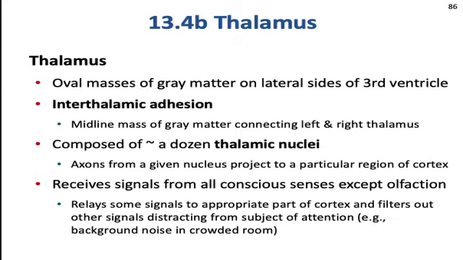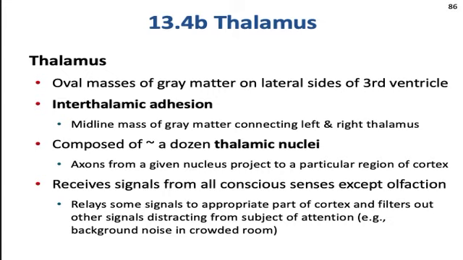Okay? The thalamus are oval masses on top of the midbrain and lateral to the third ventricle. They're connected by something called the interthalamic adhesion, which is gray matter that connects the two so that the two sides can talk to each other. They're composed of thalamic nuclei. Now, what are these? These are nerve cells that have a particular task.